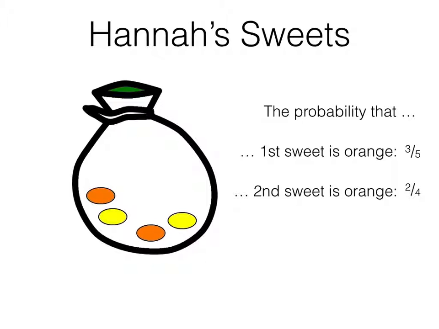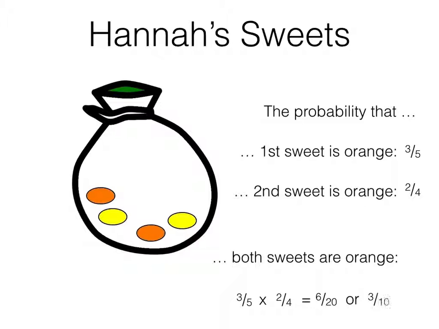But the question deals with the probability that both sweets are orange. And you need to know a basic rule of probability, which is that you can calculate the probability of 2 events both happening by multiplying the separate probabilities of each event. In this case, the probability that both sweets are orange is 3/5 times 2/4. This comes to 6/20, and you can simplify it to 3/10. And that's all the probability theory you need to know. Let's turn now to the actual question.